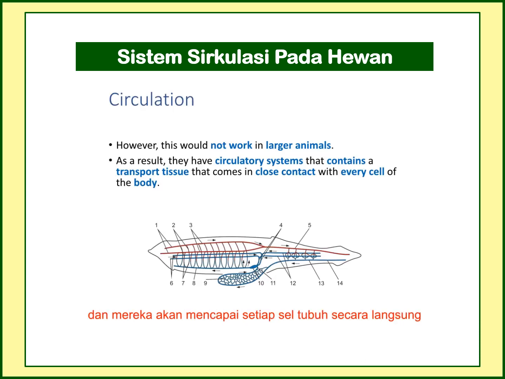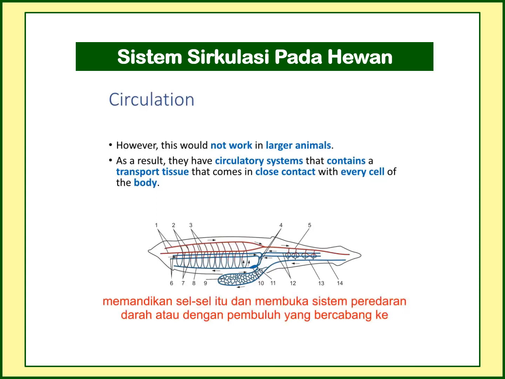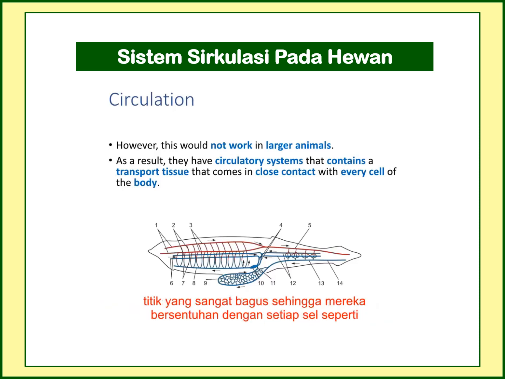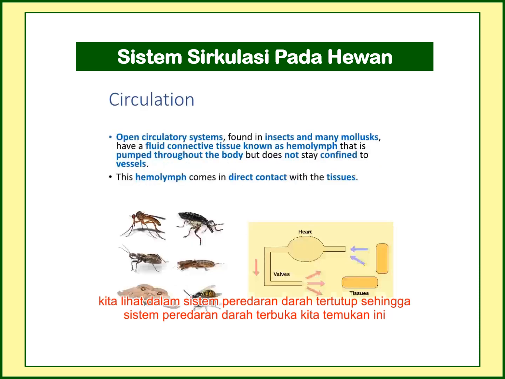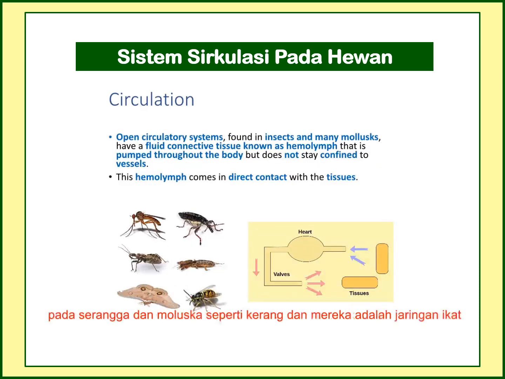going to reach every single cell of the body either by directly bathing those cells in open circulatory systems or by vessels branching to the point of such a fine point that they come into contact with every cell like we see in closed circulatory systems. So open circulatory systems, we find these in insects and in mollusks such as clams, and their fluid connective tissue is called hemolymph.